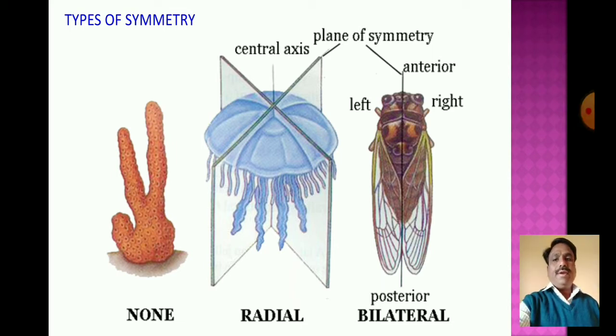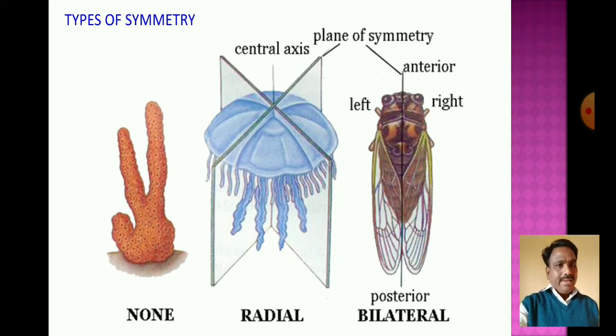In asymmetry, the body of the animal cannot be divided into two identical halves by any plane passing through the central axis. Symmetry means the body of the animal can be divided into two identical halves by a plane passing through the central axis of the body.